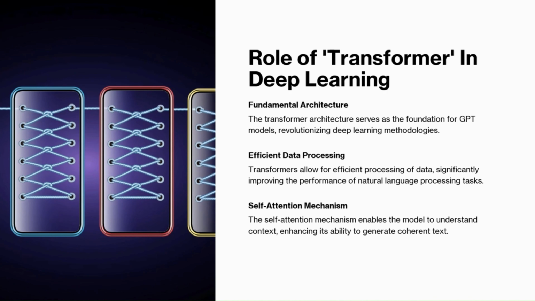The transformer is the core design behind the GPT model. It helps the model quickly understand information and context using a method called self-attention. This makes it very good at working with language.